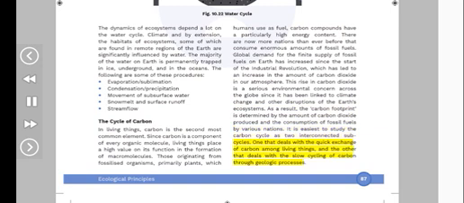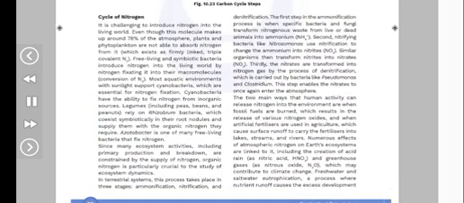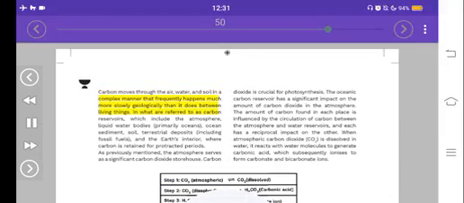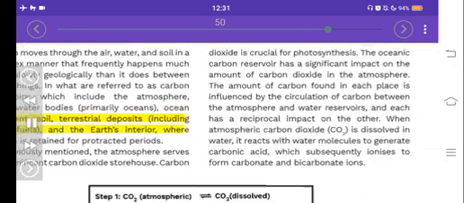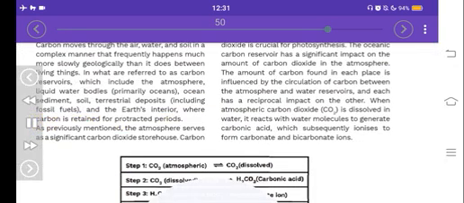It is easiest to study the carbon cycle as two interconnected subcycles: one that deals with the quick exchange of carbon among living things, and the other that deals with the slow cycling of carbon through geologic processes. Carbon moves through the air, water, and soil in a complex manner that frequently happens much more slowly geologically than it does between living things, in what are referred to as carbon reservoirs, which include the atmosphere, liquid water bodies, primarily oceans, ocean sediment, soil, terrestrial deposits including fossil fuels, and the Earth's interior, where carbon is retained for protracted periods.